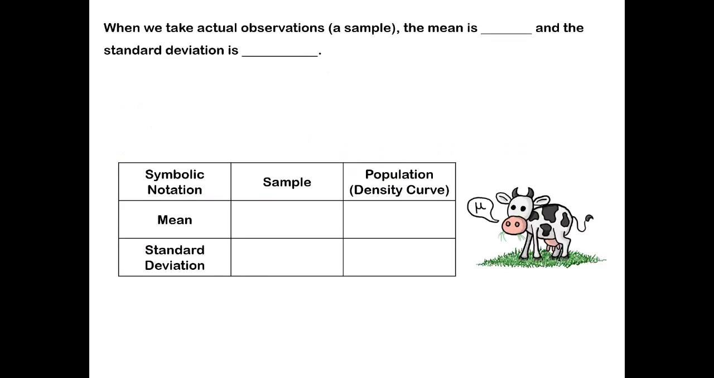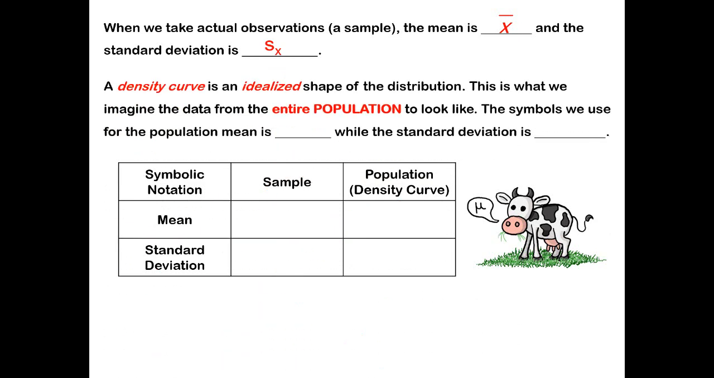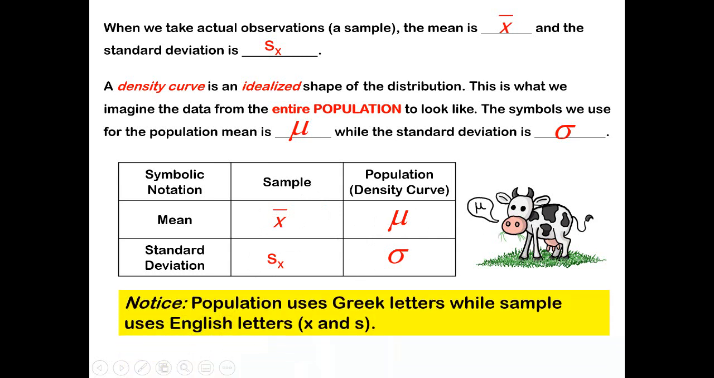Now, when we take actual observations or we take our sample, the notation for our mean is going to be x bar, and the notation for our standard deviation is going to be s sub x. Whereas if we're looking at a density curve, which is like an idealized shape of distribution, this is what we imagine the entire population looks like. Or if we take a census and collect data from the entire population, our notation for a mean would be mu, and the standard deviation would be sigma. So again, for our sample, mean is x bar with a standard deviation of s. For the population, mean is mu with a standard deviation of sigma. As we go throughout this class, you're going to notice that our population uses Greek letters, while the sample uses English letters.